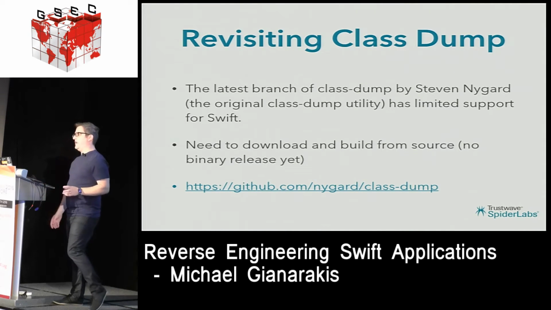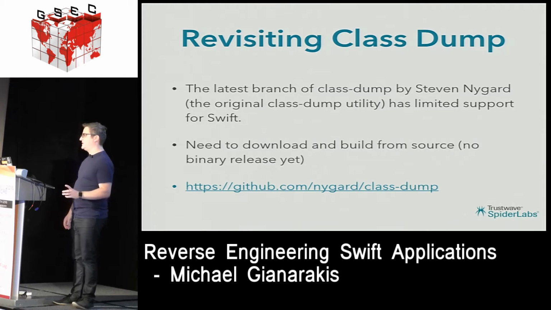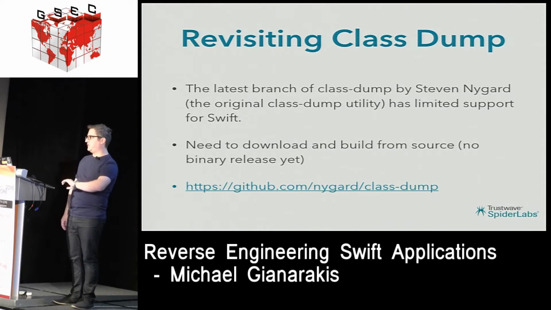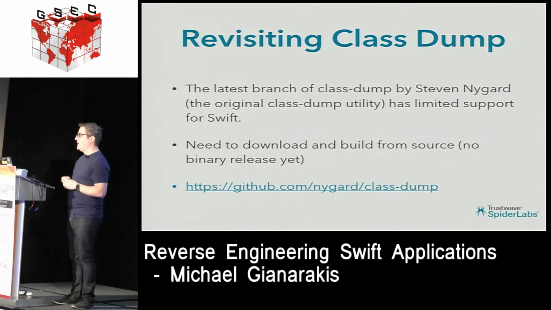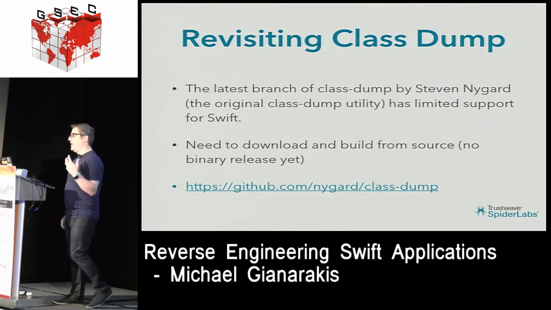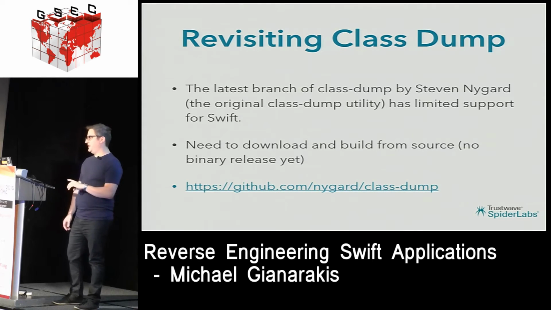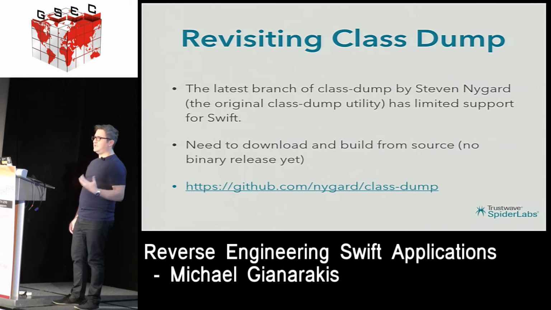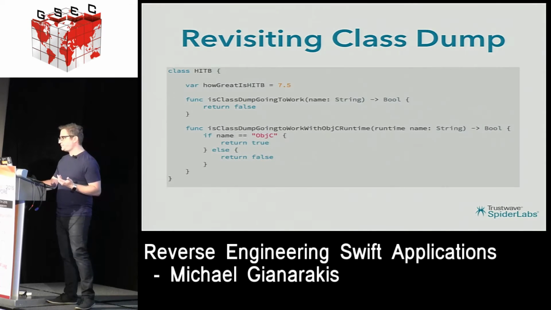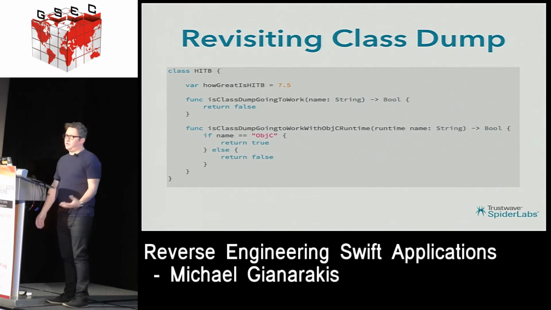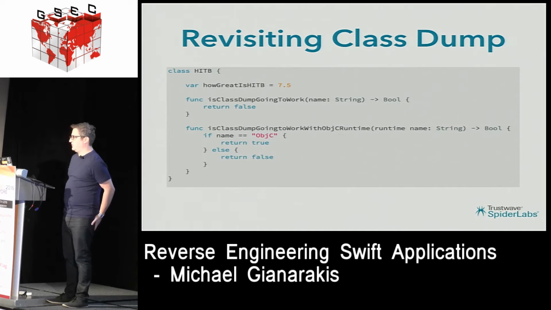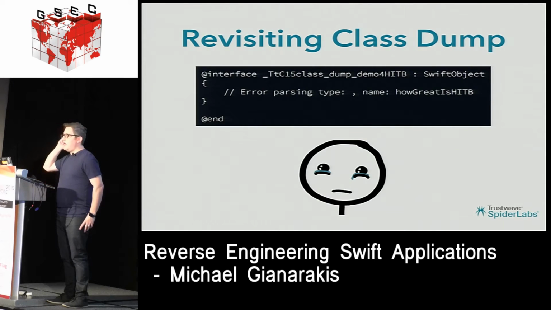So with that in mind, let's revisit ClassDump. The latest branch of ClassDump by Steve Nygaard, which is the original ClassDump utility, has some limited support for Swift. You need to download it and build from source. So if you go to the GitHub page, you can't go to the releases and download a binary, but you can just build it from source in Xcode. So yeah, another contrived class here, with just a few functions and a property there.